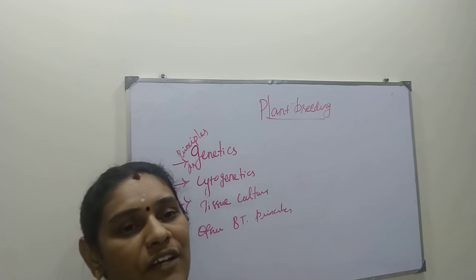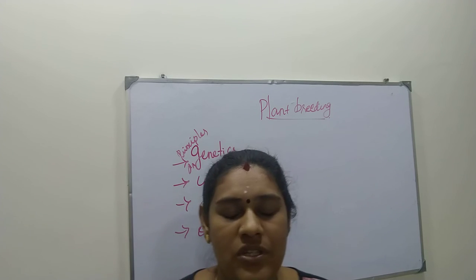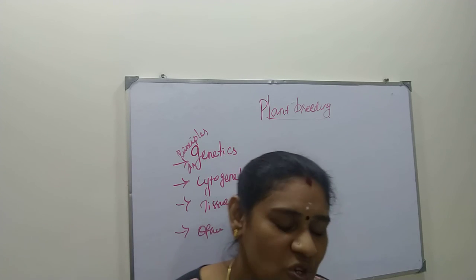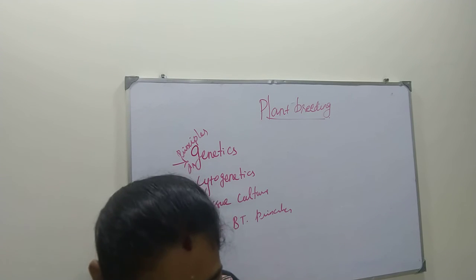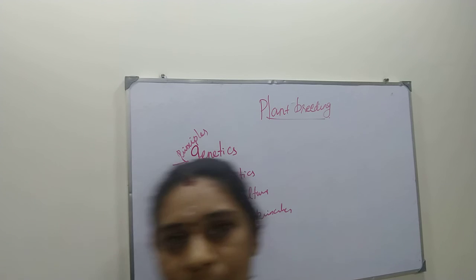So that is called photosensitivity, and thermosensitivity also we can develop. So these are all the objectives or achievements we can reach by this plant breeding. Okay, thank you.